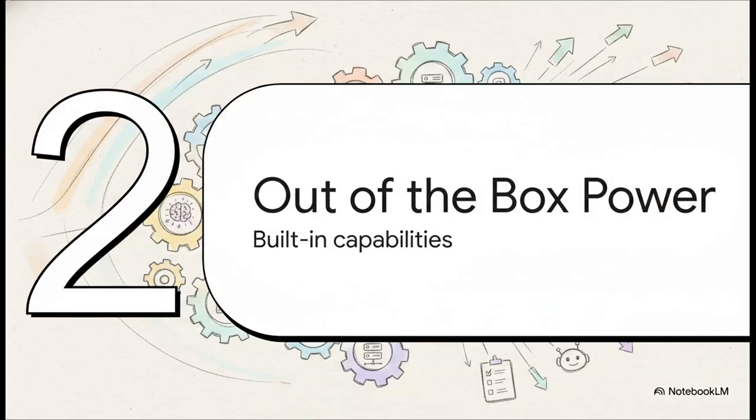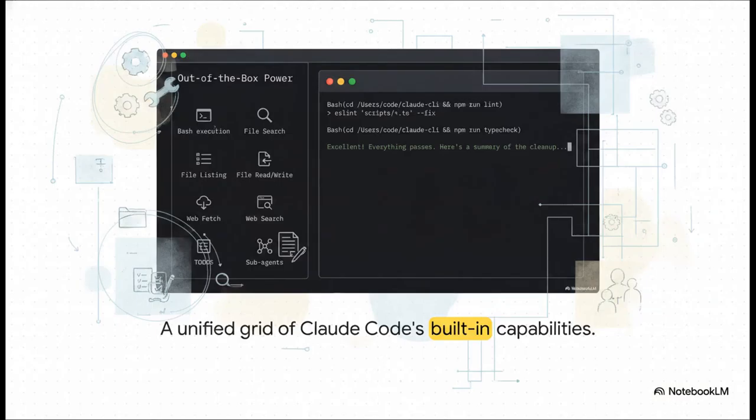Which brings us to Section 2, out-of-the-box power. Now that it's living in your local environment, what kind of momentum can you actually build on day one? The sheer breadth of what it can do right after installation is honestly incredible. We're talking direct bash execution, meaning it can actually run terminal commands for you. It can list, read, and write files. It can fetch from the web, search the web, look at your to-dos, and even spin up its own sub-agents. It's not just spitting out text anymore, guys. It is taking autonomous action right there in the safety of your local environment.